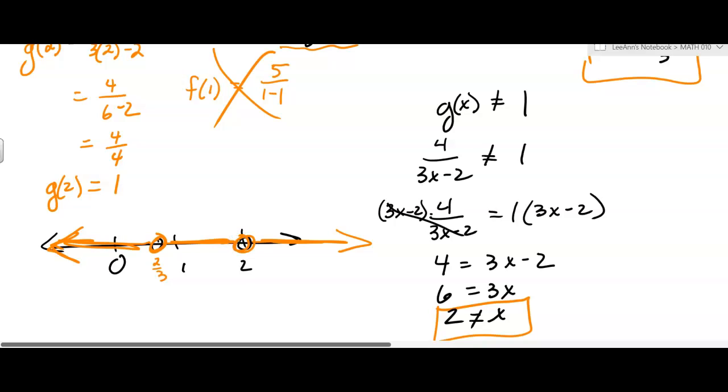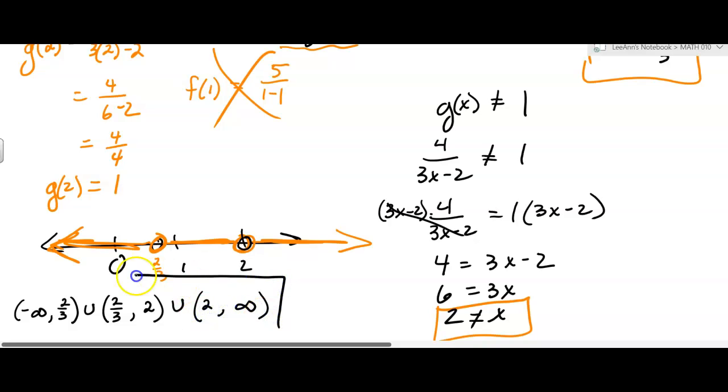Okay, so now to write that in interval notation, it's going to be kind of long, but this is how it looks. You follow the number line left to right, negative infinity up to 2/3, but don't include the 2/3, union 2/3 to 2, union 2 to infinity. That then would be the domain for this function. So that was a little bit tricky. You can watch it again.